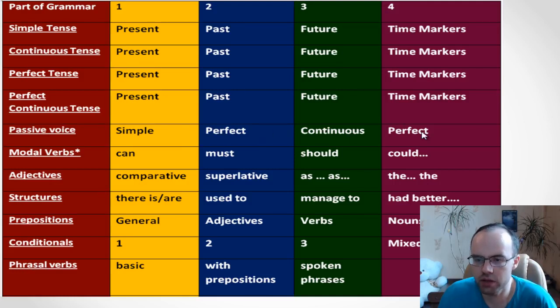And you may think that maybe you don't need passive voice. Anyway, it's quite often used in speaking, especially among advanced students.